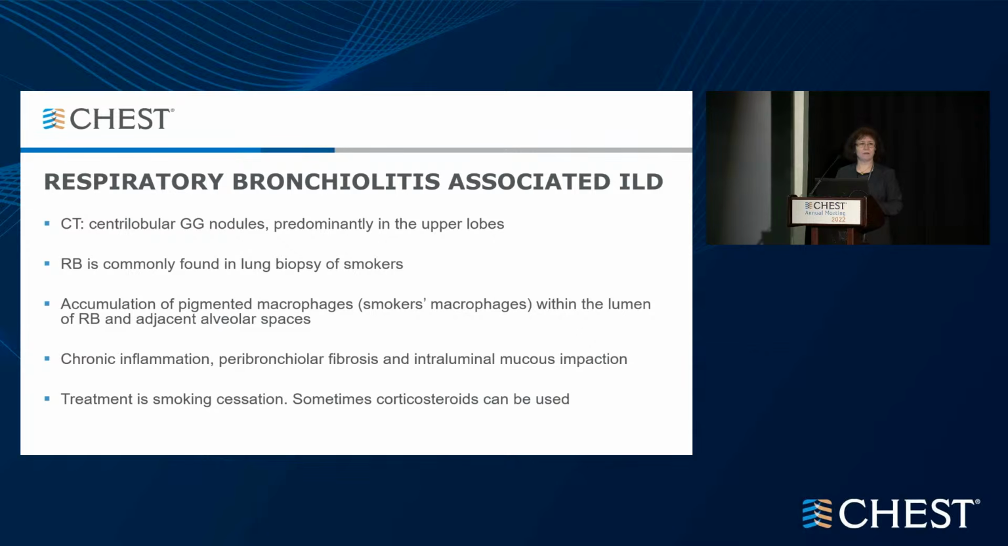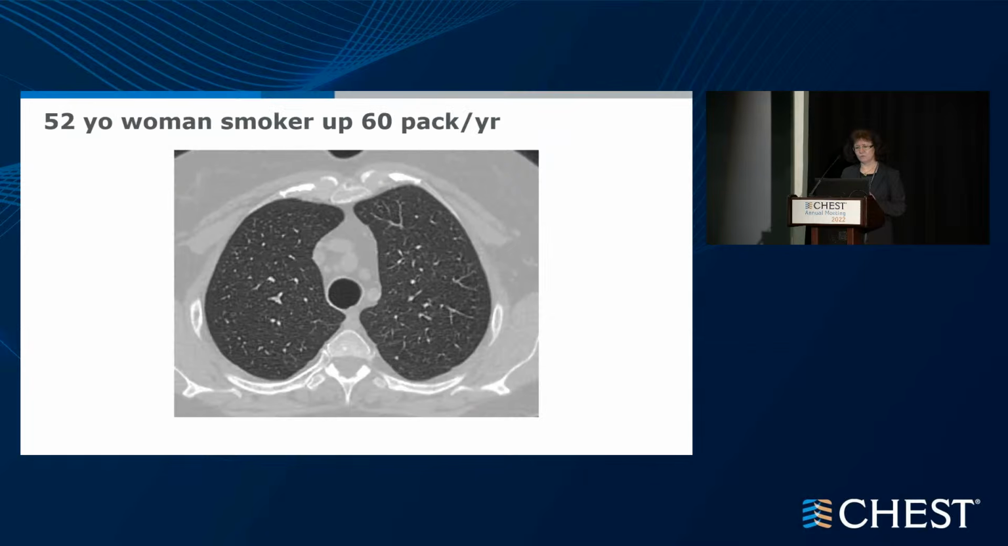Like mentioned before, the biopsy of smokers usually can demonstrate respiratory bronchiolitis. It doesn't mean they have RB-ILD. They can have pigmented macrophages. And the most important part is that smoking cessation is the treatment. They sometimes require corticosteroids, but the key is to stop smoking.